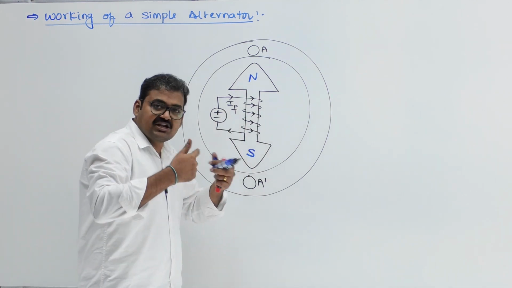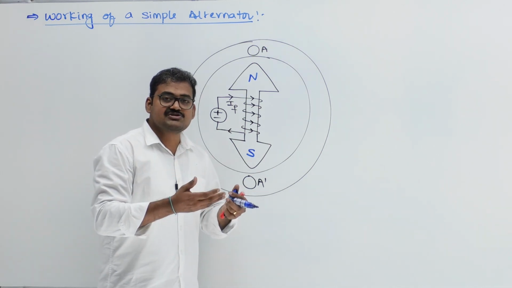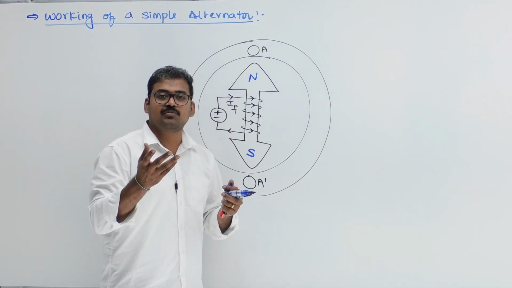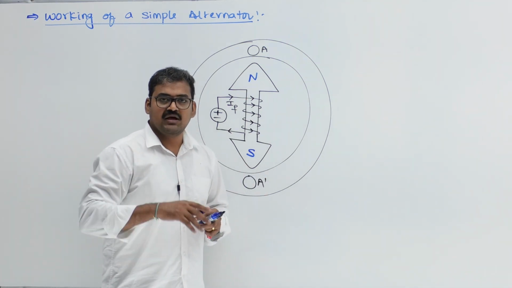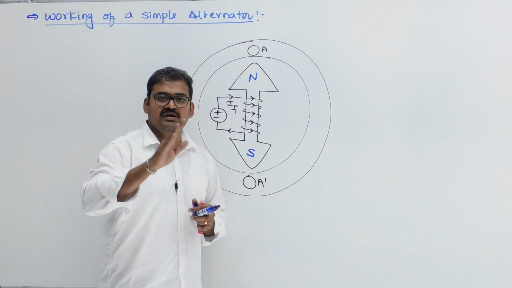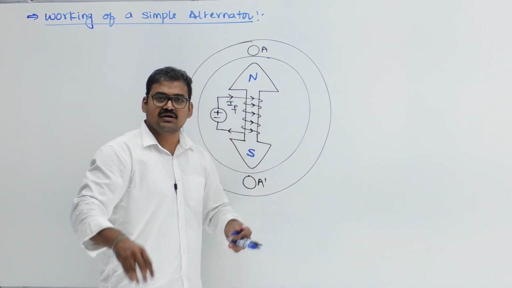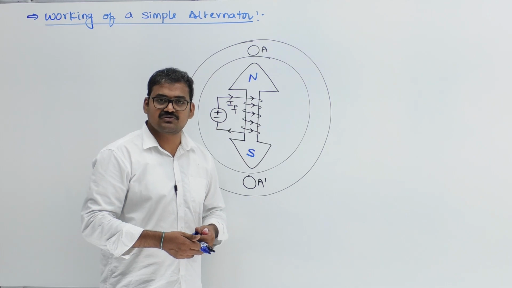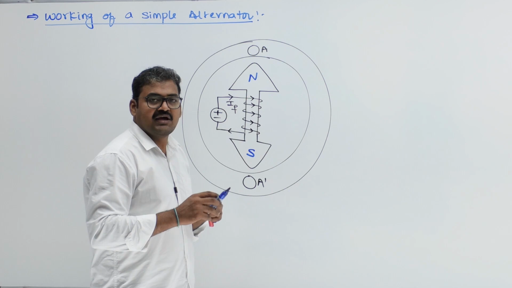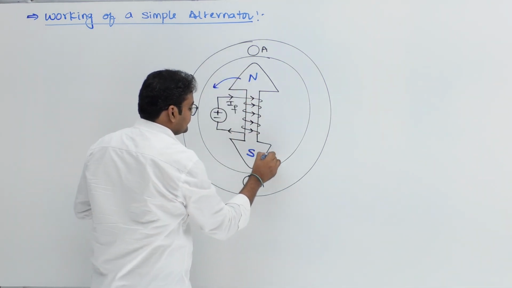And as it is a generator, we are talking about a generator. Generator means will it rotate on its own or do we have to rotate it? Definitely we have to rotate it with the help of a mechanical prime mover. That prime mover may be a steam turbine, a water turbine, a gas turbine, a diesel engine, or you rotate the rotor with your hands, any hand-pumped generator, anything it may be. So using a mechanical prime mover, let us assume I am rotating this rotor in anti-clockwise direction.